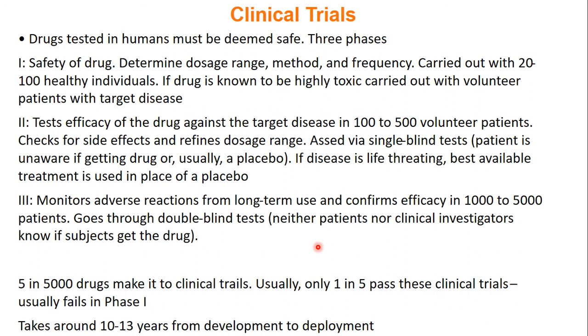And just to give you a scope of this, of 5,000 drugs that are made, only 5 will go to clinical trials. And of the 5 that go to clinical trials, only 1 will usually make it through all 3 stages. And this process from initial screen to development to actually being available for people to use takes anywhere from 10 to 13 years. And like I said, $300 million to some drugs costing $1 billion. So it's a very time-intensive and money-intensive process to get pharmaceuticals.